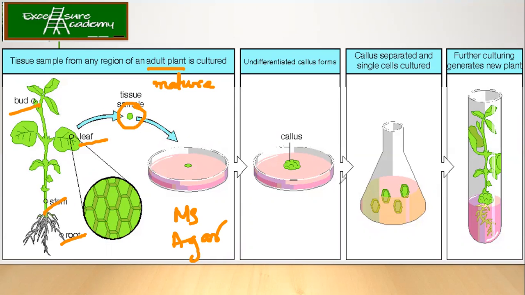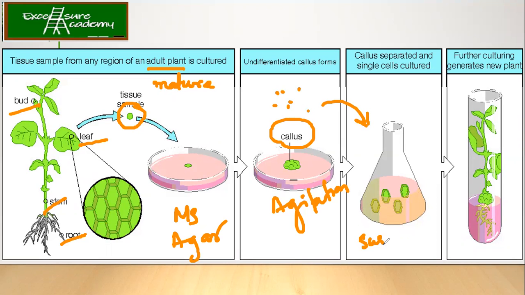Now, within a period of 4 to 8 days, this plant tissue will get de-differentiated or undifferentiated and callus is formed. Okay. Now, what you can do is this callus can be broken down into small pieces, either by agitation or with mechanical pressure. Now, each piece is present in the suspension media. Even with the help of agitation, you can break down this callus into small pieces.